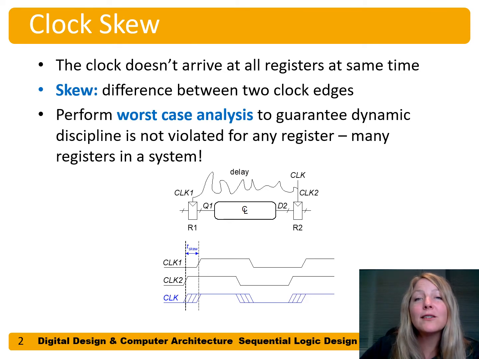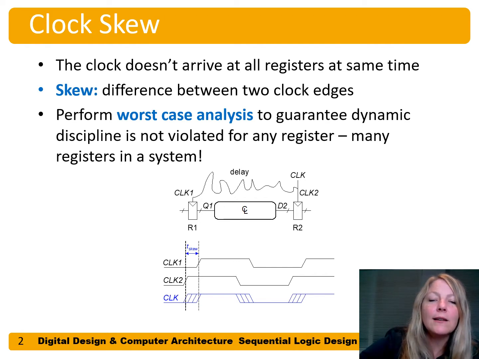So why does clock skew occur? Well, registers are placed at different locations across a chip, and so the delay of the clock wires or the clock lines may be slightly different, and the registers may even be on a different chip. So the clock is the same frequency, but the edges may be delayed from each other. So skew is the difference between the two clock edges.